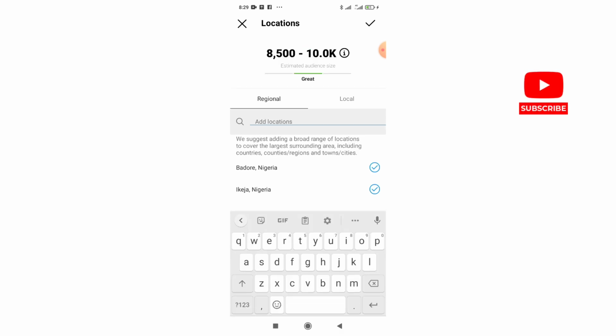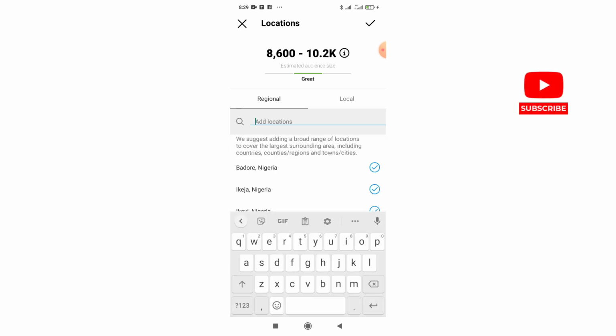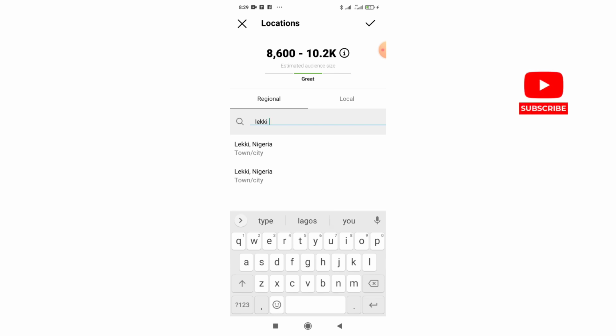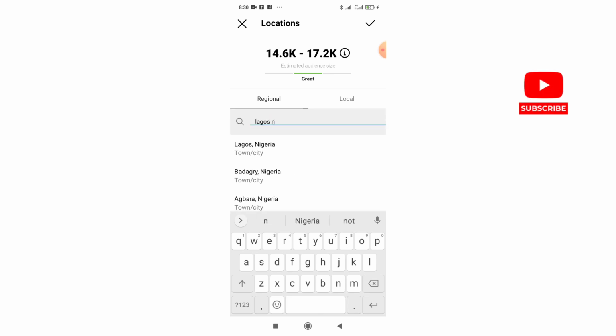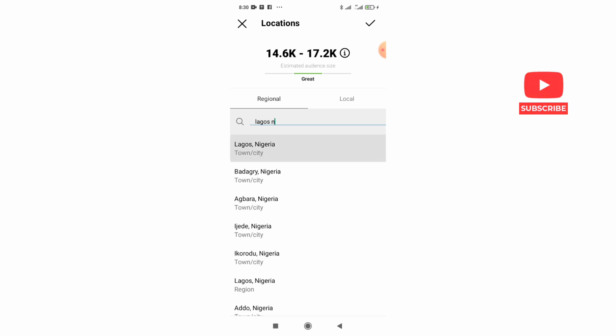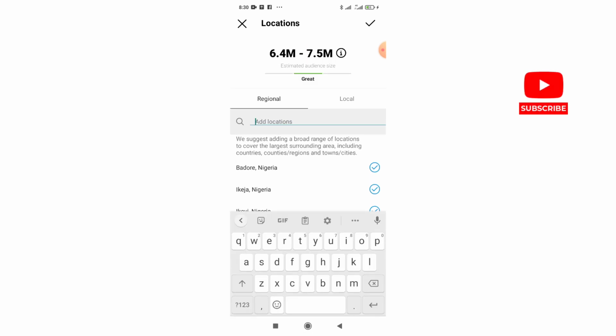You can pick Ikoyi. Ikoyi is somewhere in Lagos where rich people are. You want your art to show to people that can afford to buy it. Do you understand? So you can pick Ikoyi. You can pick Lekki, Lagos. Okay. After this, you can now pick Lagos itself. Make sure you are picking town or city. Okay. Town or city is king. Then if you want to go to Abuja, FCT Abuja.